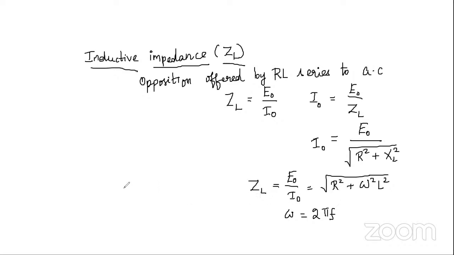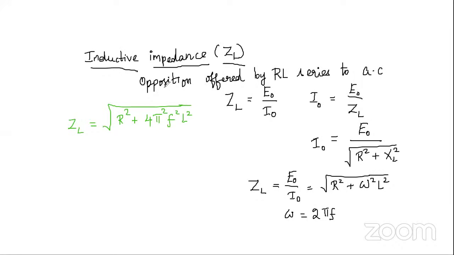So in that case ZL is equal to square root of R square plus, instead of omega, 2 pi F. So that will give you 4 pi squared F squared into L square. This is ZL. ZL equal to square root of R squared plus 4 pi squared F squared L square. This is called impedance, and the reciprocal of impedance is called admittance.